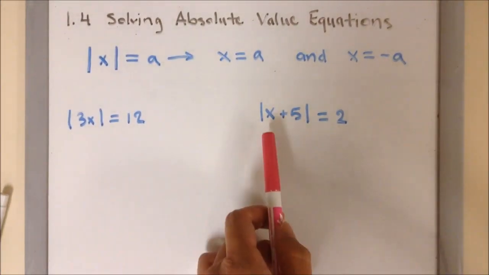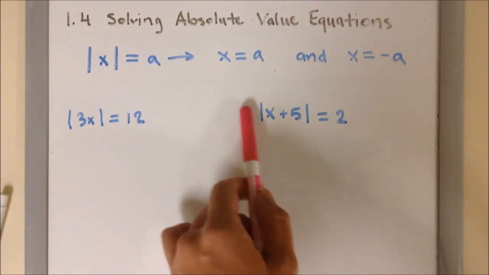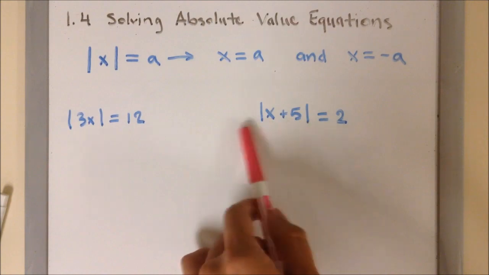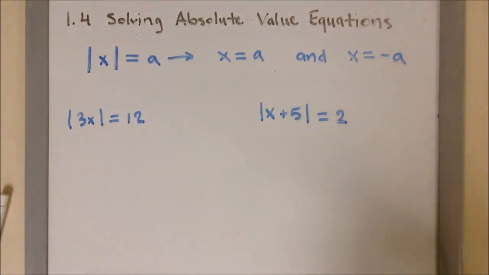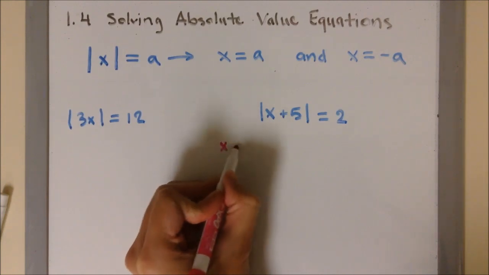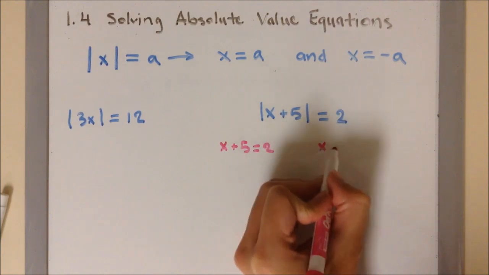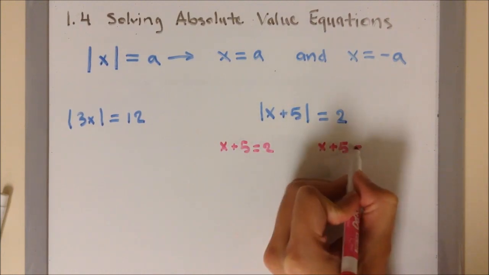So first step is absolute value of x plus 5 by itself. Nothing in the front, nothing in the back, nothing underneath. So yeah, we're good. What we're going to do, I'm going to write the inside twice. x plus 5 equals 2, and x plus 5 equals negative 2.